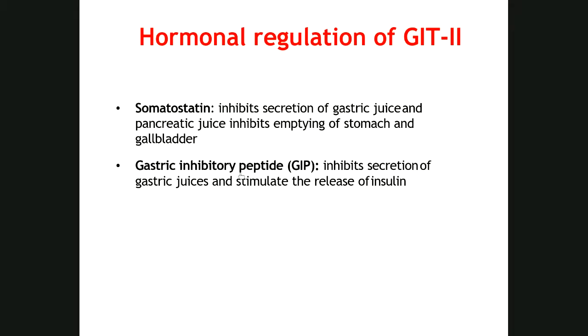Somatostatin is another hormone. There are a number of other hormones which are less significant. Somatostatin, which is also known as the growth hormone inhibitory peptide, similarly inhibits the gastric secretions and inhibits the emptying also. So this is inhibitory. It inhibits all secretions and all motility in the gastrointestinal system. We also have gastric inhibitory peptide, which inhibits the stomach and enhances the release of insulin. So it is important to remember the function of each one of these GIT hormones.